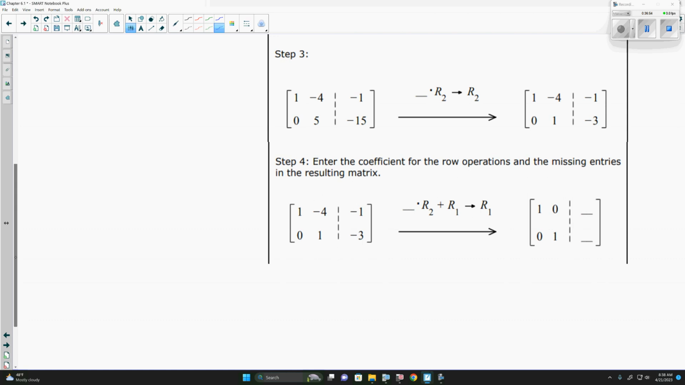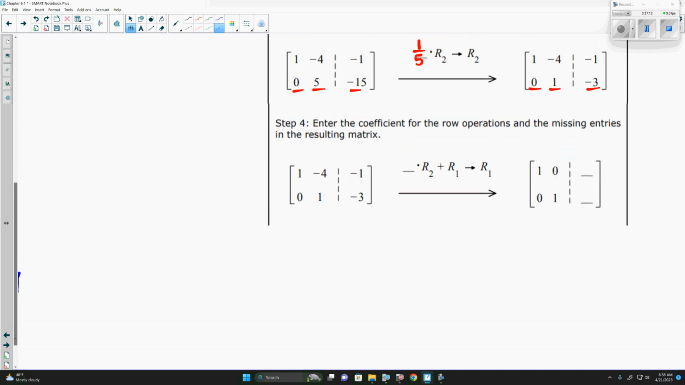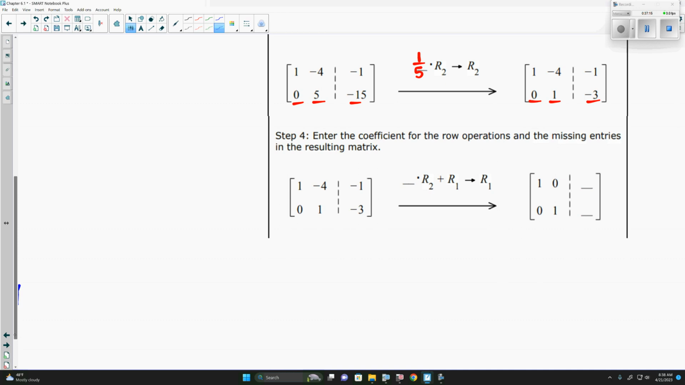Step 3. Well, the first row is still the same, but the second row, 0, 5, negative 15, is now 0, 1, negative 3. We multiplied row 2 by 1/5. And lastly, we multiplied row 2 by something and added it to row 1, applied it to row 1, so that 1 stayed the same, but negative 4 became 0, yes? So what would we multiply row 2 by? We multiply it by 4.